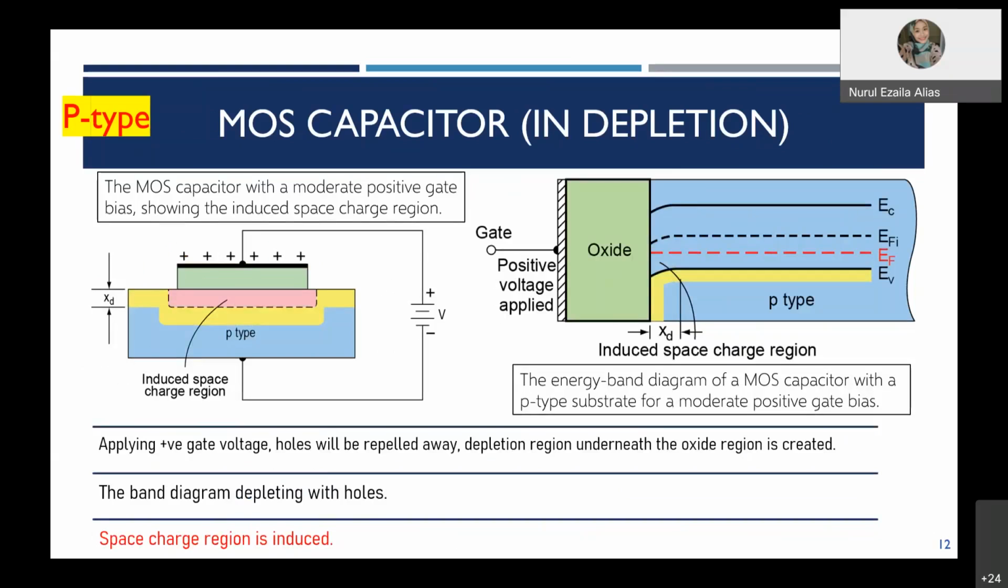In accumulation, you apply negative gate voltage, but in depletion, you apply the vice versa voltage, which is the positive voltage over here. So this is positive V gate. With this positive voltage, you know that for this P type, the majority carriers are holes. Therefore holes will be repelling away from this positive, and it will create a space charge region, or a depletion region. In other words, the name is also space charge region.